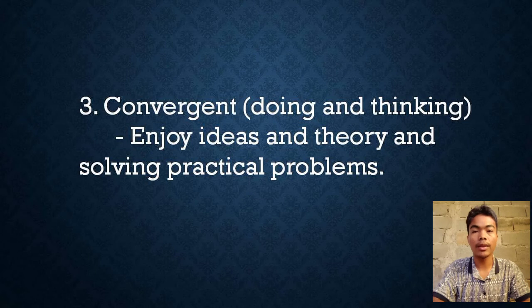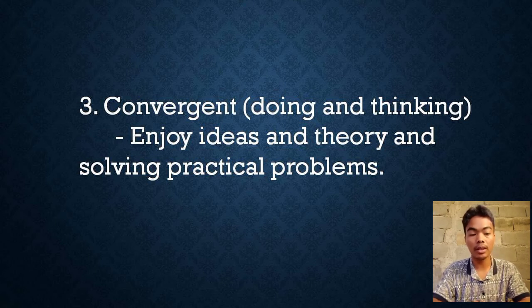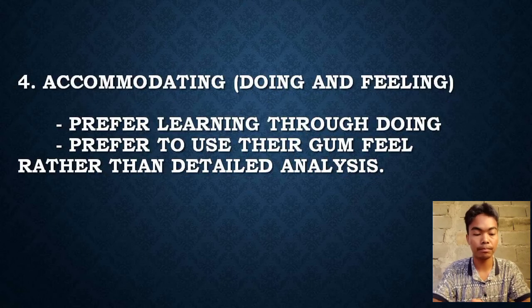The third one is what we call the convergent, or doing and thinking. People who prefer this type of learning style also often work as technical experts. However, unlike the assimilating style, they like to apply their knowledge in a hands-on way. They enjoy ideas and theory and also solving practical problems.